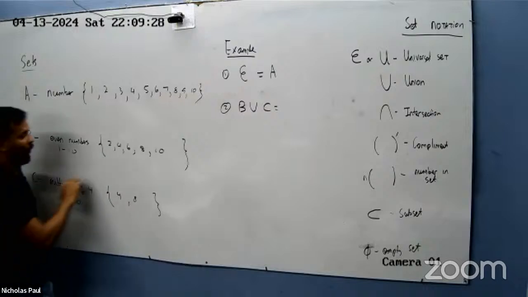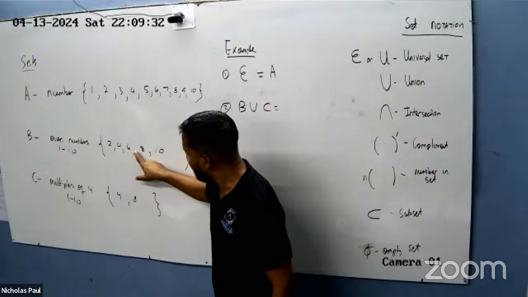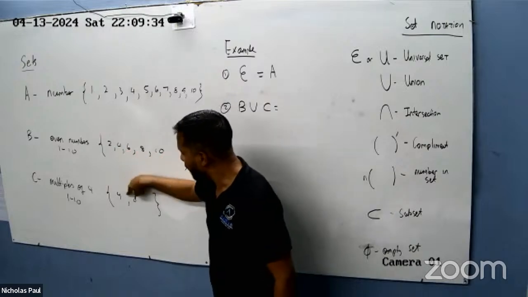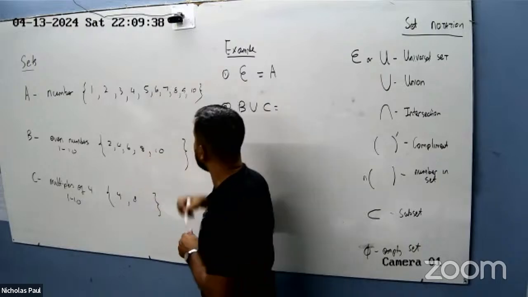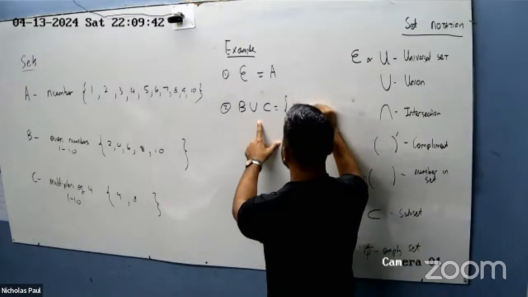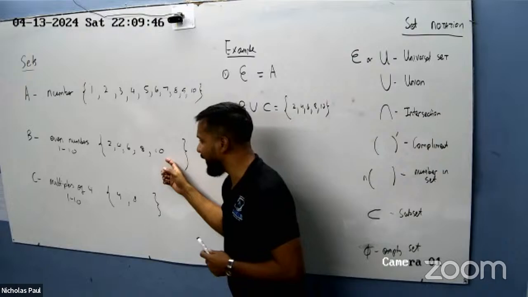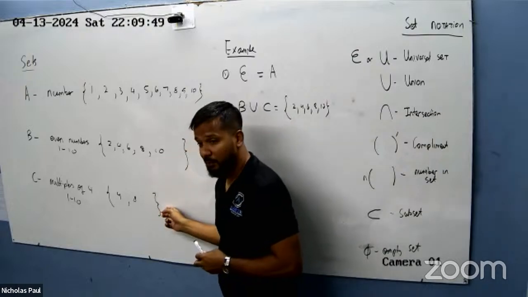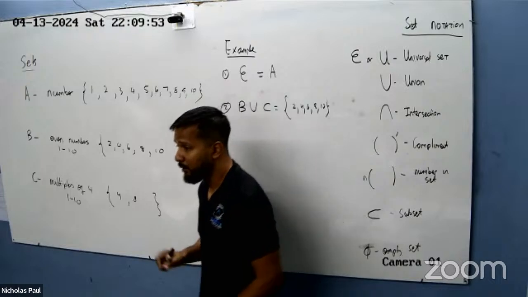So what would be all the elements in B and C? 2, 4, 6, 8, 10. Here we already have 4 and here we already have 8, so you don't need to write them twice. So union for B union C will be 2, 4, 6, 8, 10. You're listing out all the elements in B and C, but you're not repeating anything. That's okay? So write this down.